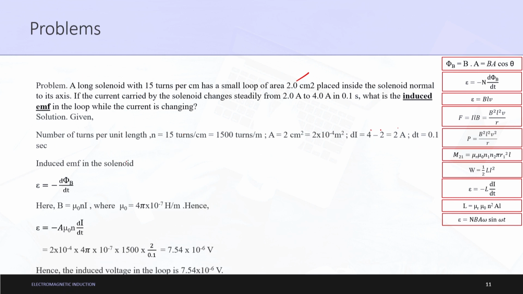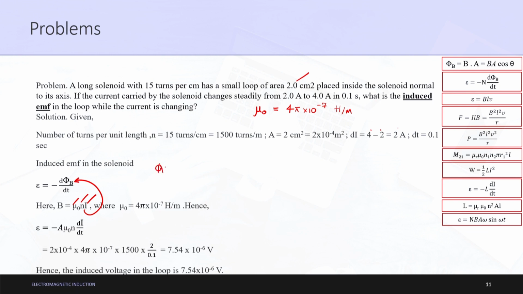So, EMF in the solenoid is nothing but minus d phi B by dt. We know B is equal to mu naught n i; we know this concept from when we were deriving mutual inductance and self inductance. Mu naught is given as 4 pi into 10 to the power minus 7 Henry per meter. Now mu naught is given, n is given, and I is given. Hence, epsilon is equal to mu naught n A di by dt.